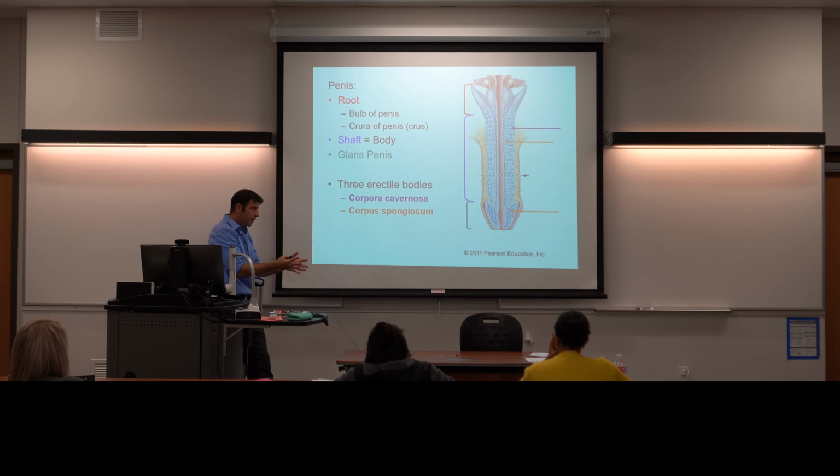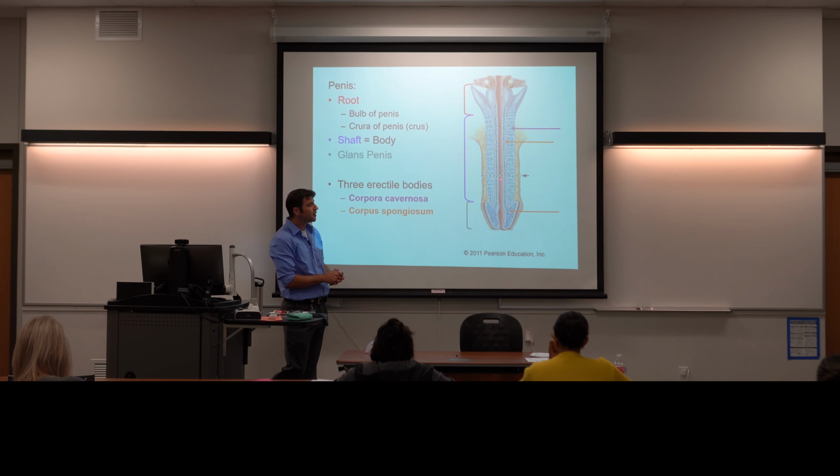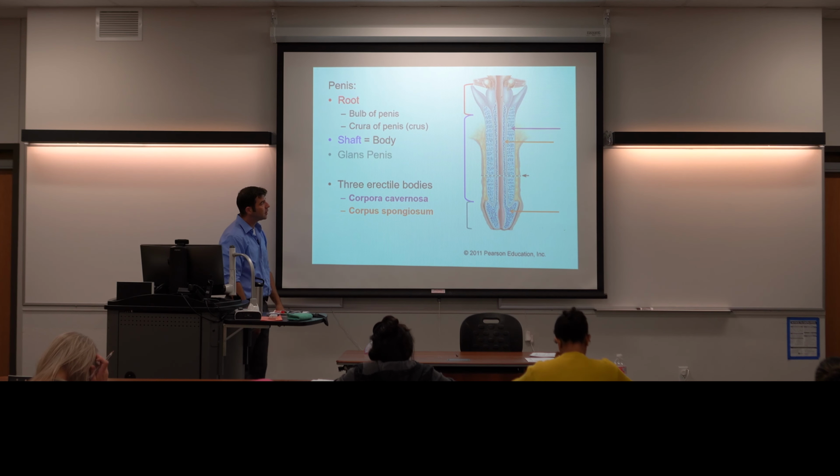And then underneath that is one single patch of erectile tissue called the corpus spongiosum. The corpus spongiosum is what has the urethra traveling right through it. You can also see the glans penis is also made from this corpus spongiosum.